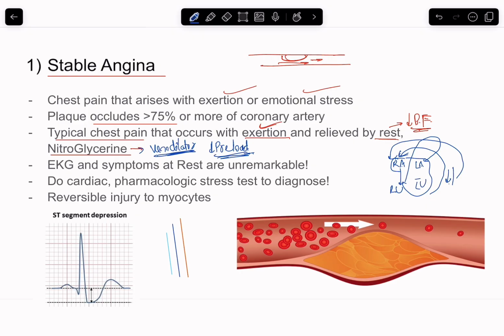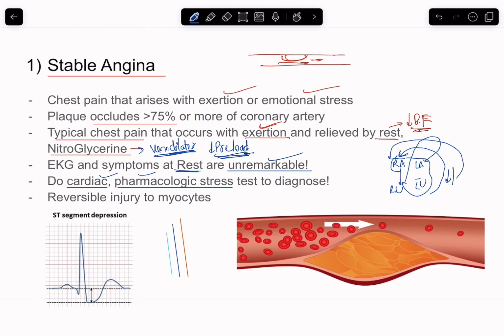So in this case, in stable angina, EKG and symptoms at rest are unremarkable. As we know that the patient already has normal blood supply at rest, the symptoms are not seen. So what will you do if a patient comes to you and says, I am having chest pains when I do some exertion or any physical activity? In order to diagnose this, we do something that's called a cardiac stress test or a pharmacologic stress test.